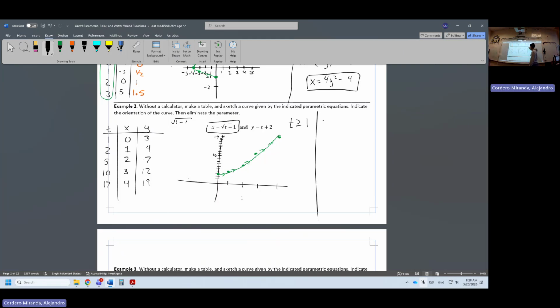Okay, eliminating the parameter. Here's our two equations. Obviously, the y one is easier to solve, so here's me solving that. y minus 2 equals t. And now I take that into that t. And then that's a good answer. There's a nice simplified answer.